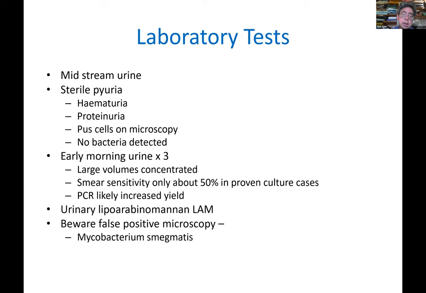The classic investigation is an early morning urine, and you are meant to get a good volume first thing in the morning. So we have, at least in the UK, these big tubs of 150 mils that we ask people to pee into first thing in the morning. And those then get concentrated down. However, even in culture-proven cases, we know the smear sensitivity is only about 50%.